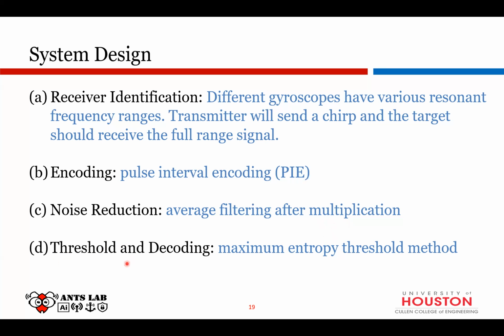And at last, the threshold and decoding. They are using a maximum entropy threshold method to derive the optimal threshold. For the amplitude beyond that threshold, they mark it as pulse incoming and use this PIE decoding to reconstruct the signal from the transmitter.